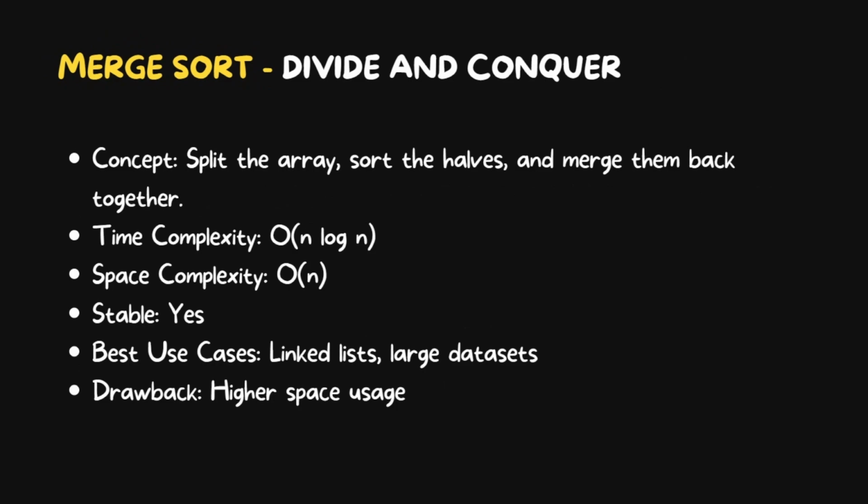It preserves the order of equal elements. Best use case is larger datasets or linked lists. It has drawbacks like requiring extra memory, which might be an issue for huge datasets. Merge sort is reliable and has a predictable runtime, which makes it great for big complex sorting tasks.